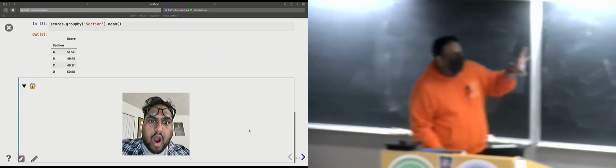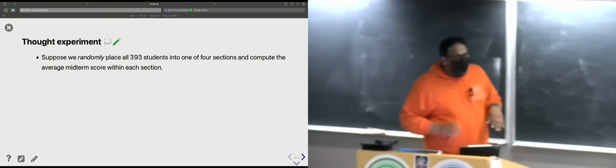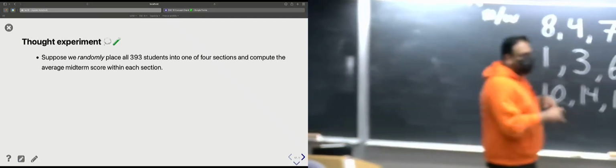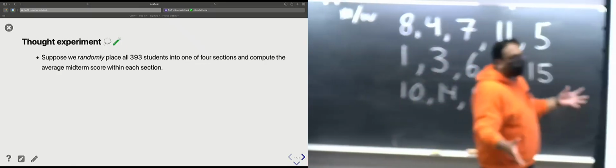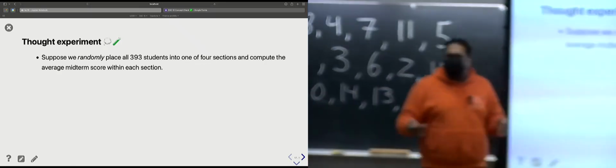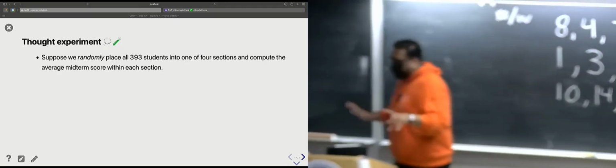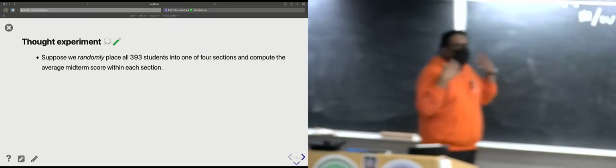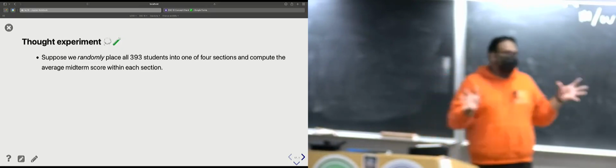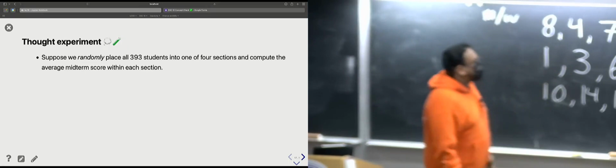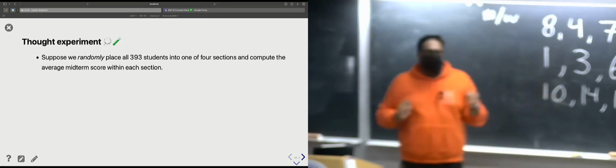Okay, keep that fact aside. So, with that in mind, let's suppose we randomly took all 393 students, which is the number of students who took the exam, into one of 4 sections randomly. Let's just presume that who's teaching the section and what section you're in make no difference. We would take all 393 students across all 4 sections and put them into one of 4 bins.